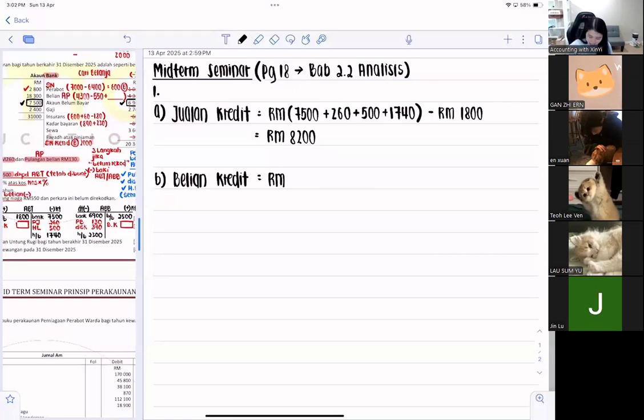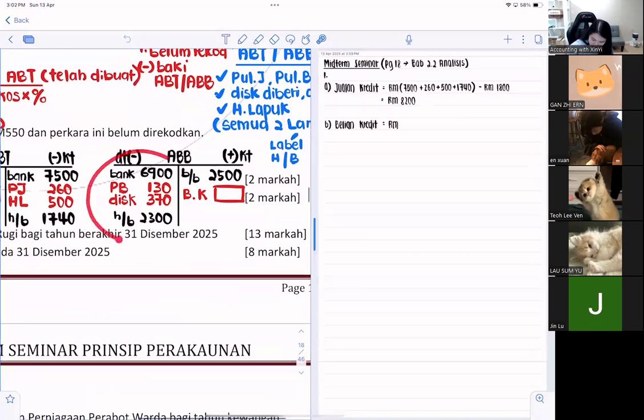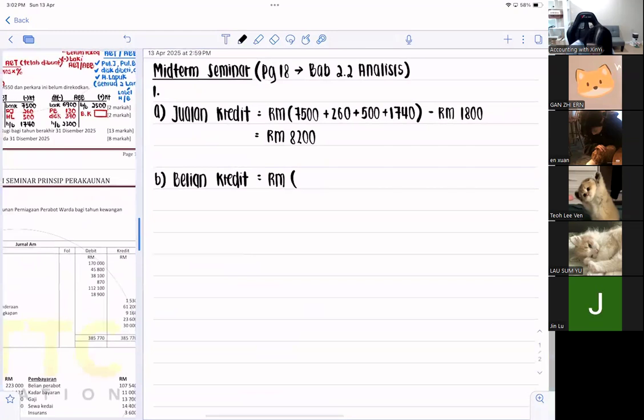Yeah, so for belian credit, we will first total the debit here. Okay, so 6,900, 130, 370, and 2,300. So the debit is found already. We will compare to the Baki BB on the right side, 2,500. So belian credit is equals to 7,200. So are you guys able to find this?